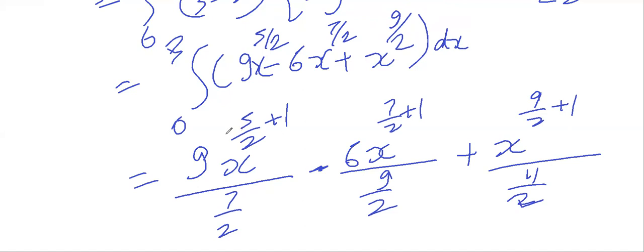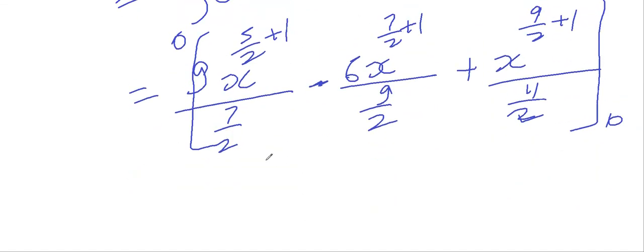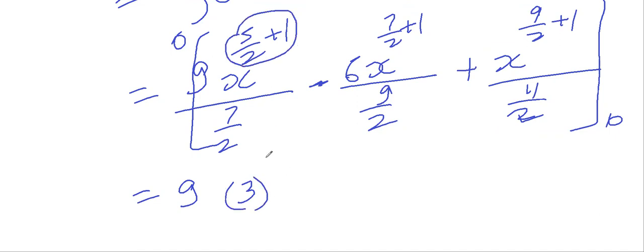Okay, what will the limits be? Everywhere the limit will be from 0 to 3. So what is the next step? The next step is to replace this x with 3. So it is 3 to the power of 7 by 2. Since the denominator 7 by 2 is there, I will write this 7 here and this 2 I will bring up.